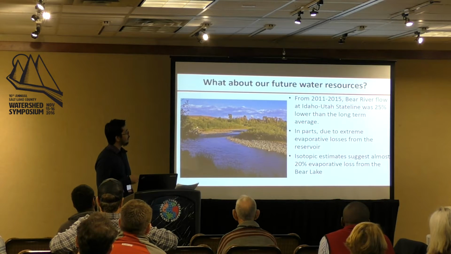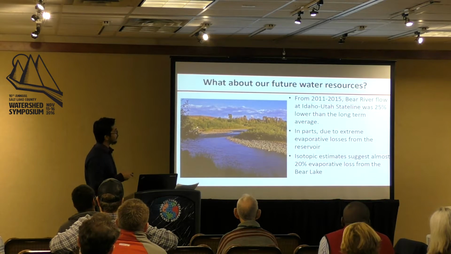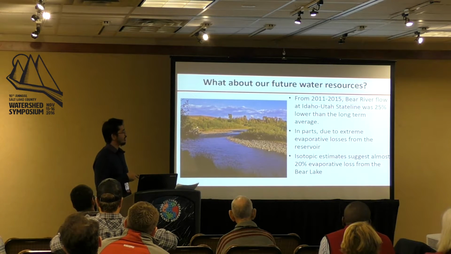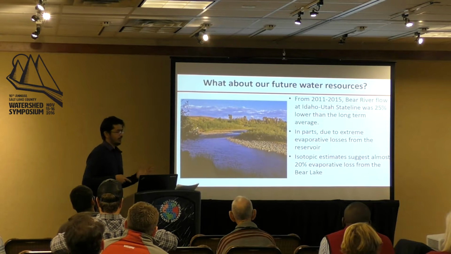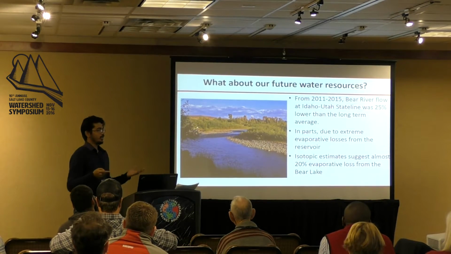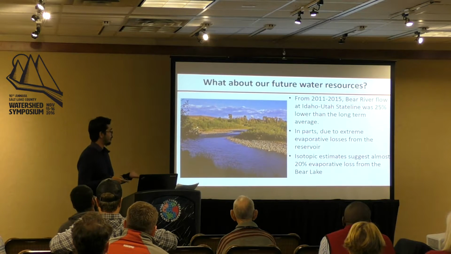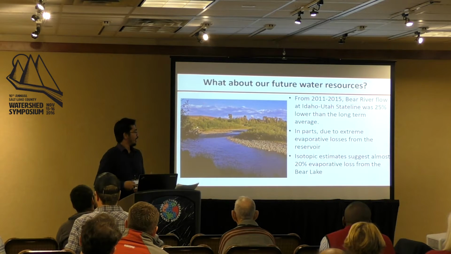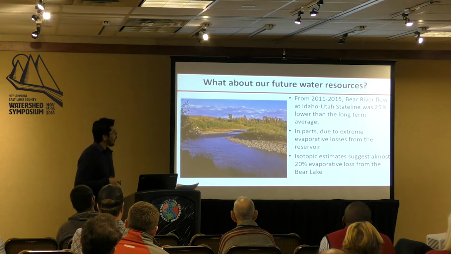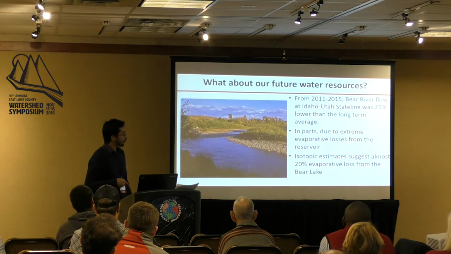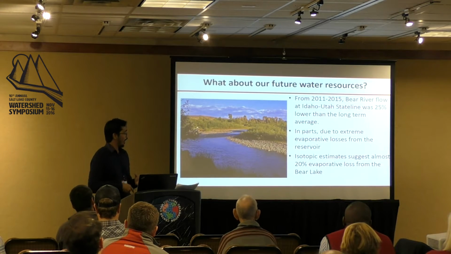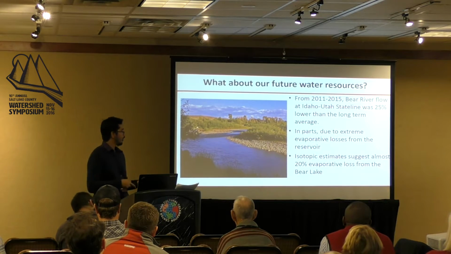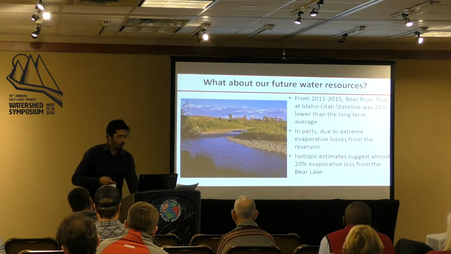So we analyzed it, and we found that over a period of 2011 to 2015, the Bear River flow at the Idaho-Utah state line was 25% lower than the long-term average. And what was the reason for it? The most important reason was that there was less precipitation during the last 4 years. That's obvious. But because these river systems also have numerous reservoirs on their course, there was also a large amount of evaporative loss. And we did some isotopic estimates just for the Bear Lake itself, and we were surprised that almost 20% of the water within the Bear Lake is lost due to evaporation. That's a large amount of water.